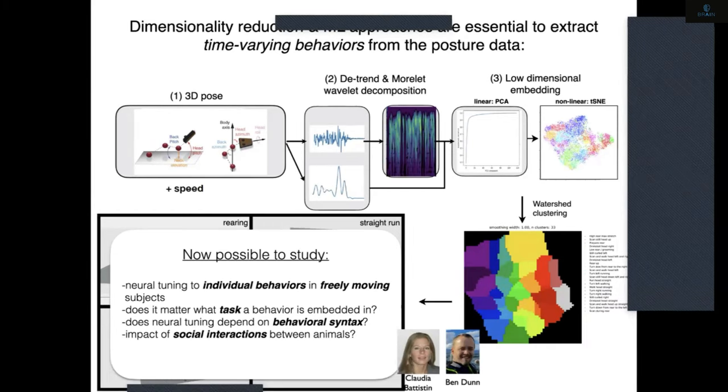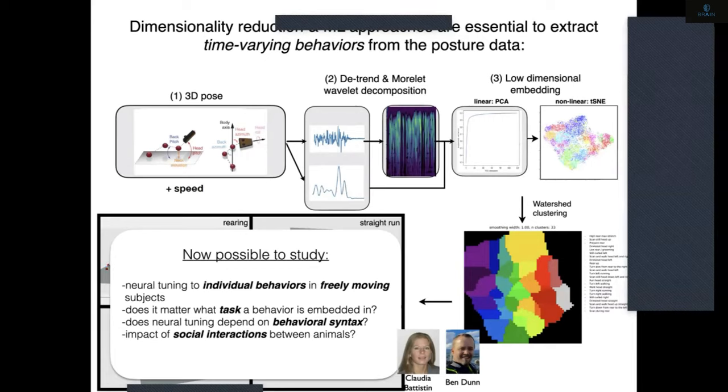We can ask, does it matter what task the animal was doing? Does the animal's behavioral syntax matter? That means, you know, what was the animal doing before? What's it going to do next? What's the context of this given action that the animal's doing? Another thing I'd like to use this tool to study is the effects of social interactions between animals. So this is very much ongoing.